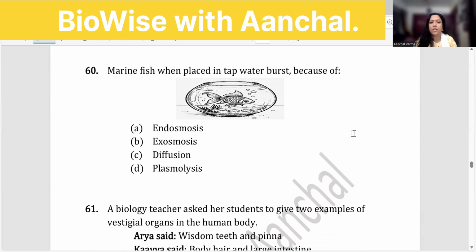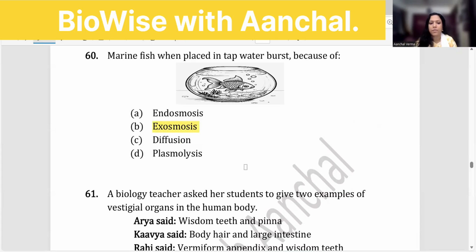Moving to the next. Marine fish, when placed in tap water. Now marine water is concentrated water. Tap water is dilute. So it bursts. Bursting means what? Water is getting inside the cells and rupturing the cells. So it is endosmosis that is happening.